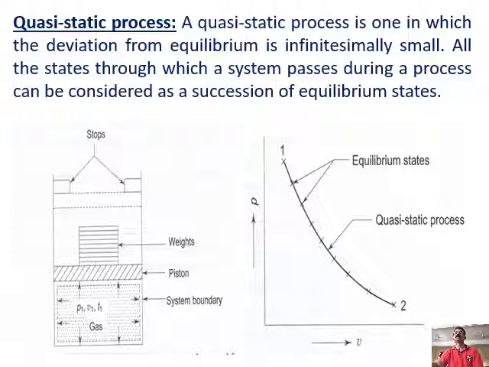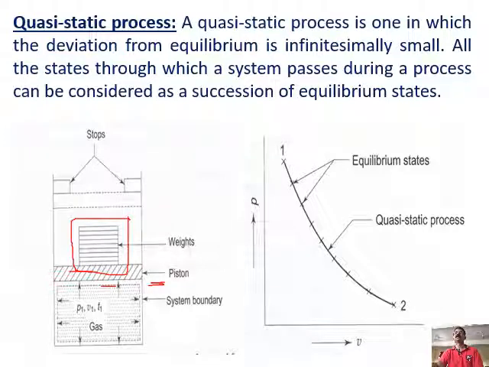Now, quasi-static process. A quasi-static process is one in which the deviation from equilibrium is infinitesimally small. All the states through which the system passes during a process can be considered as a succession of equilibrium states. Now you can see the system here is a piston cylinder arrangement. This is state 1, and it's loaded with the piston and also some weights placed on the top of it.